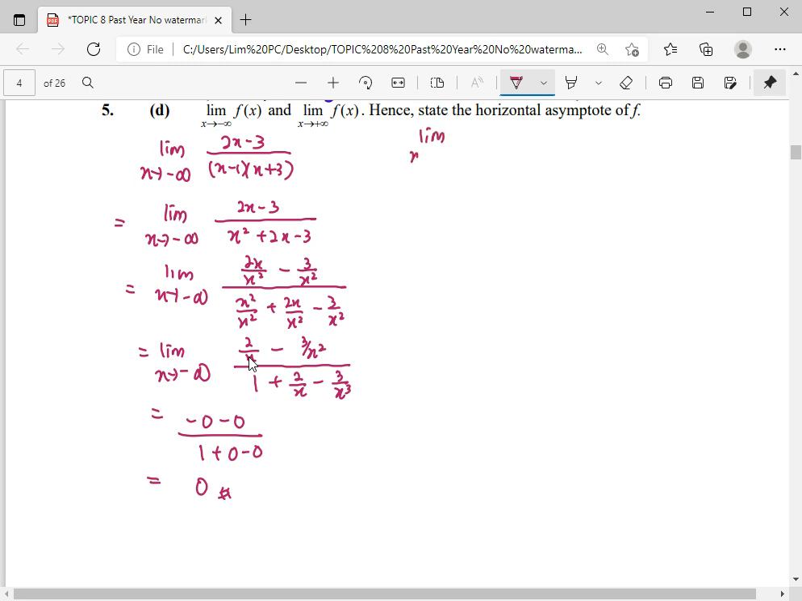So same process, go for the limit approaches positive infinity. So we directly use the function that we already simplified because they're going through the same procedure. So we use the function that we already simplified, which is this. Then try to substitute our infinity. So they give us the same answer here.